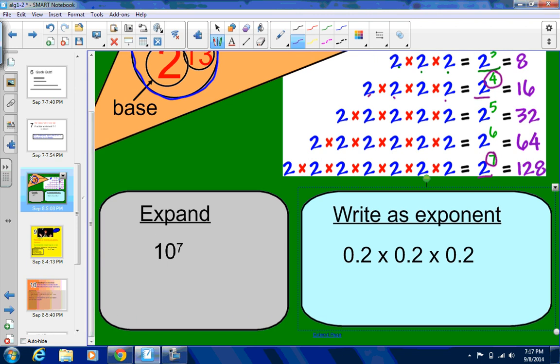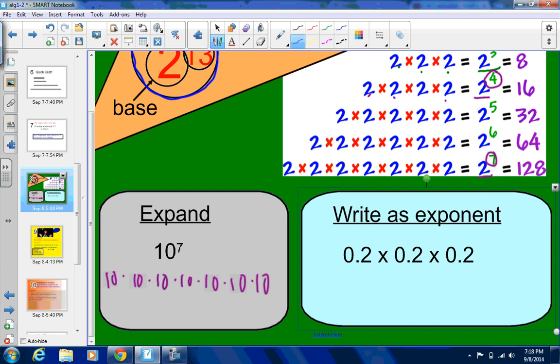Just to show you, 10 to the 7th. If you're going to expand that, it's going to take me a little time to write it out because you're multiplying 10 by itself 7 times. So 10 times 10 times 10 times 10 times 10 times 10 times 10. I think I have 7 there. 1, 2, 3, 4, 5, 6, 7. And you get a big number that has 7 zeros.